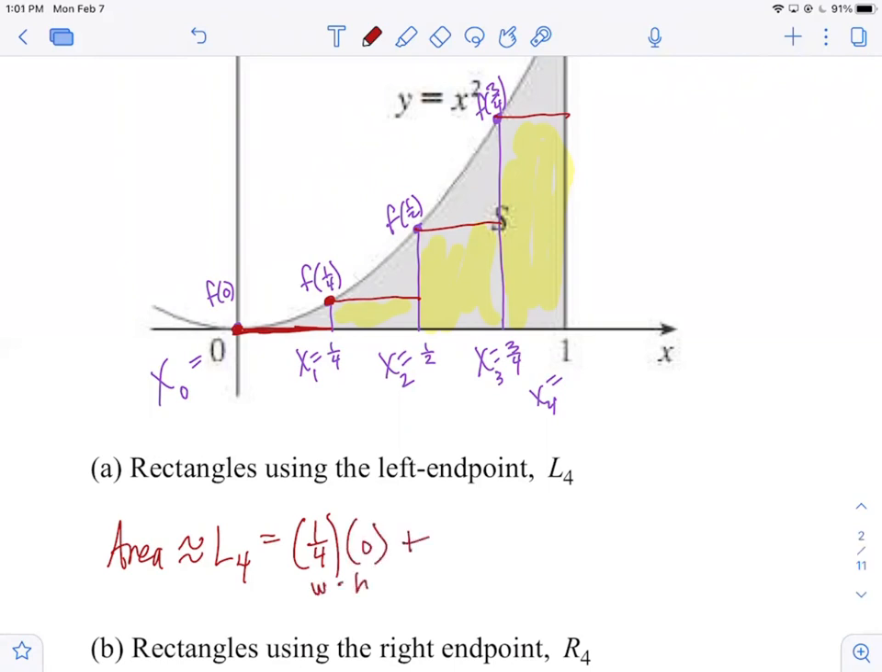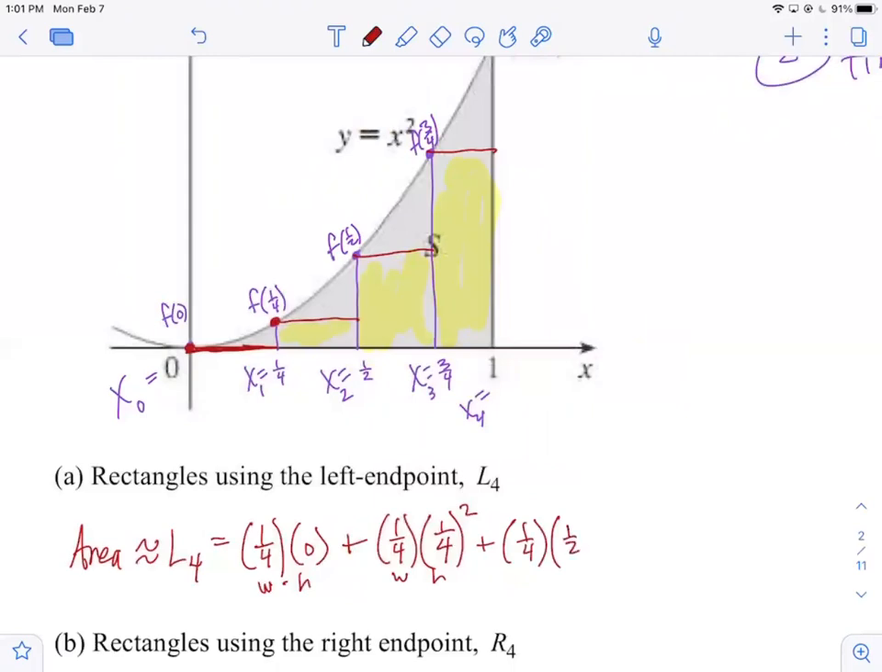Plus the next width from 1/4 to 1/2 is 1/4 times the height, using the left endpoint. So that's f of 1/4, which is 1/4 squared. So there's width times height. Plus the next width is 1/4 times the height, the height at 1/2, which is plugging it in, you get 1/2 squared. And then plus the last width is 1/4 times the y value, 3/4 squared.